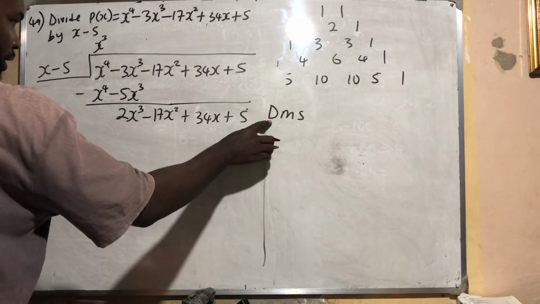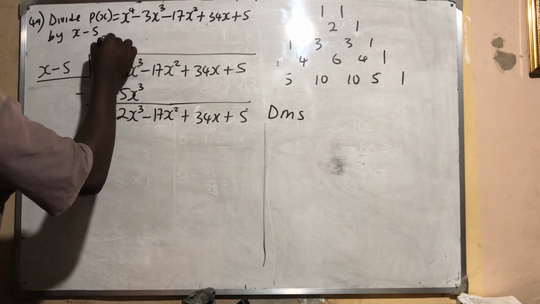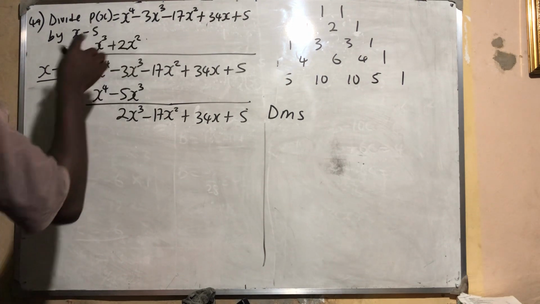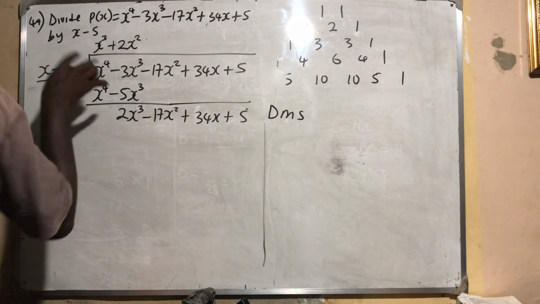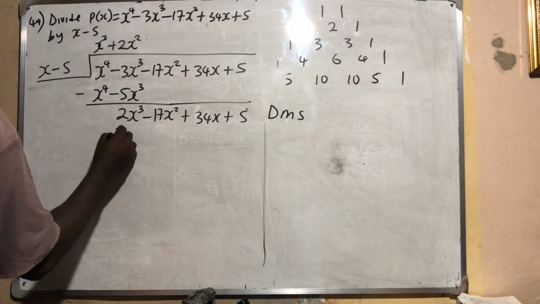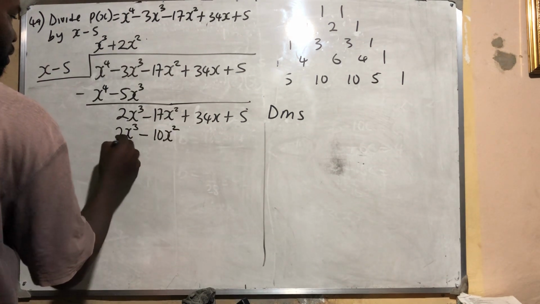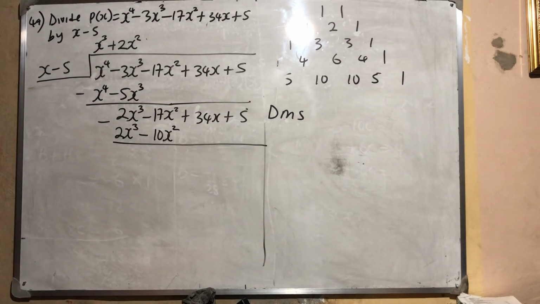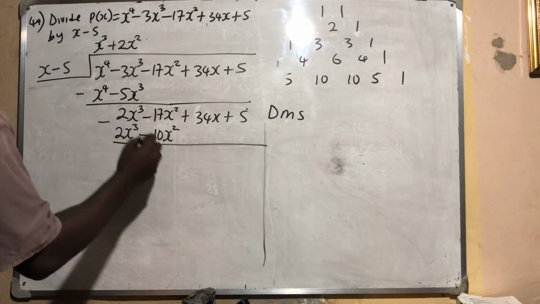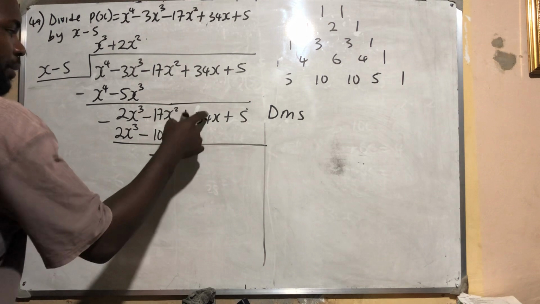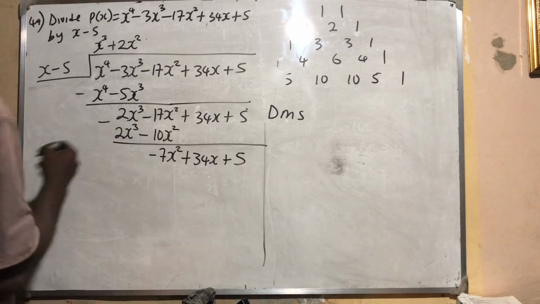So I'll go back to D again. Don't forget, D said only the first person is dividing the first person. So this divided by this, you have what? Plus 2x squared. Now you go to M. M said use the answer you got from dividing to multiply everybody here. So 2x squared times this will give you 2x cubed. 2x squared times this will give you minus 10x raised to power 2. Then the next thing is what? You subtract again. So this minus this is gone. Minus minus is plus. So minus 17 plus 10 will give you minus 7x squared. Bring down the rest. Plus what? 34x, then plus 5.